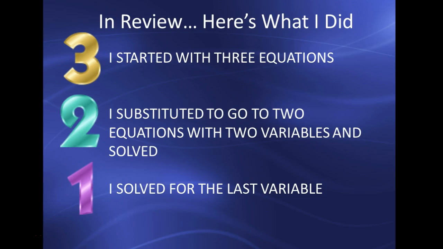Now, just to review, here is what I did. I did start with 3 equations, but I used substitution to rewrite 2 of those equations as equations with 2 variables, and then I solved my system of 2 equations with 2 variables, and last I took those answers and used those to solve for the last variable. Now that is the 3-2-1 method.